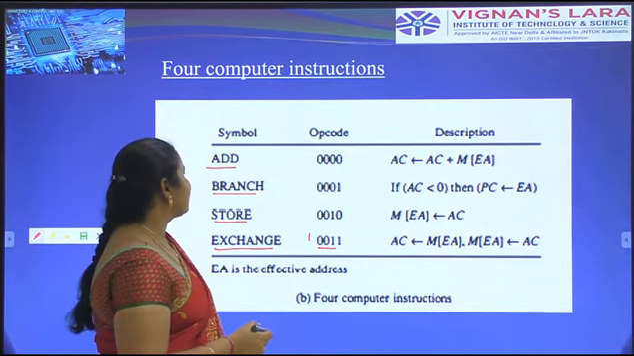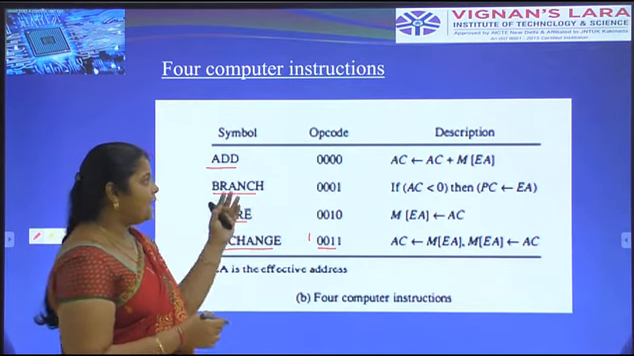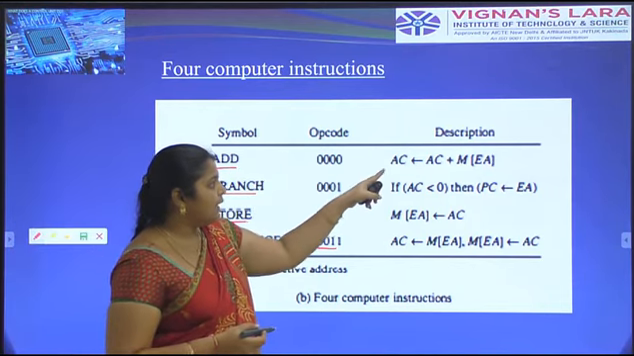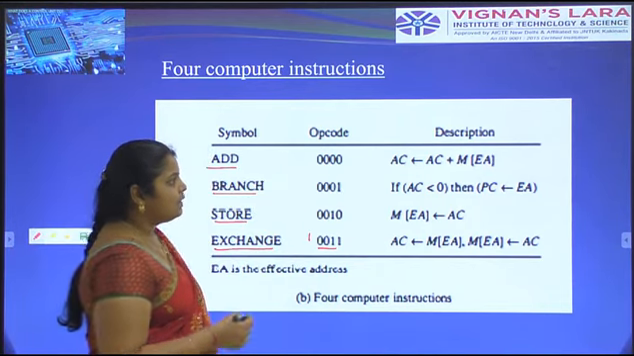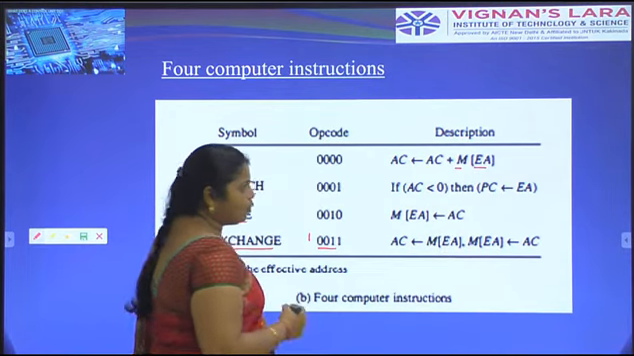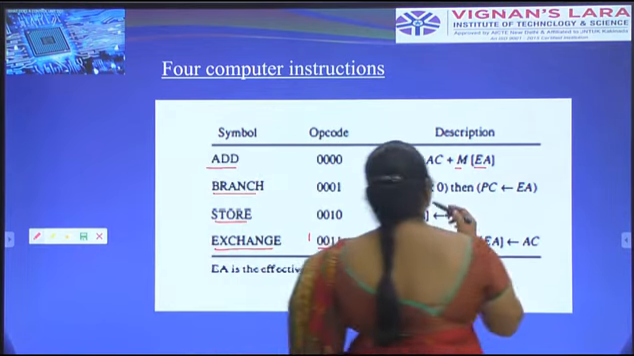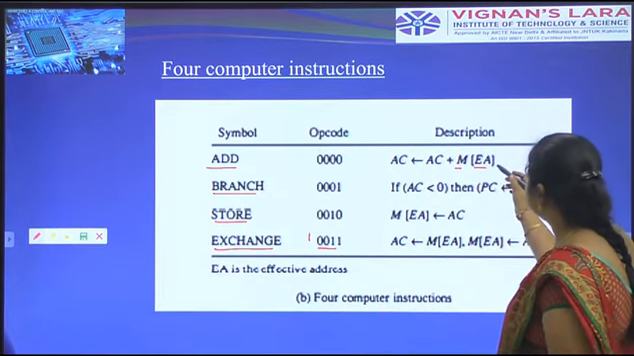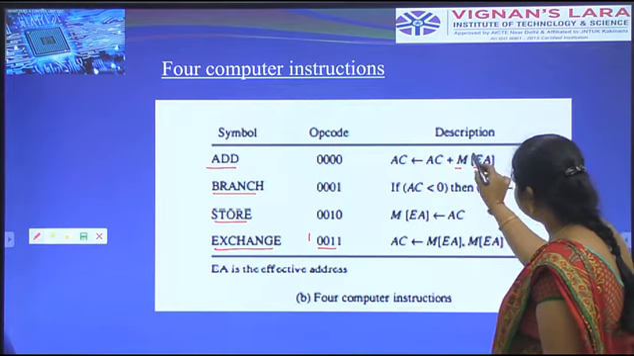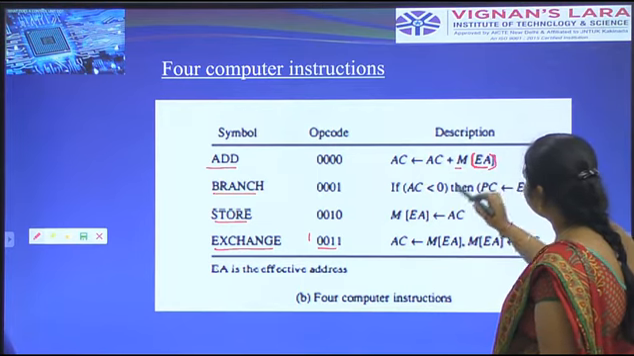Here, what is the description of these symbols? Add takes the opcode of 000. Here, AC means accumulator, M means memory, and EA means effective address. What is the operation of the add function? EA means the effective address of memory.